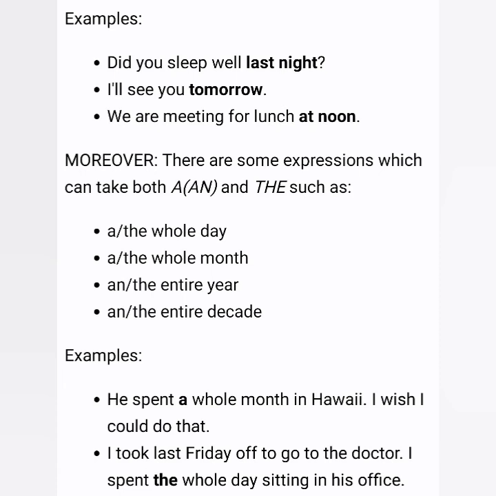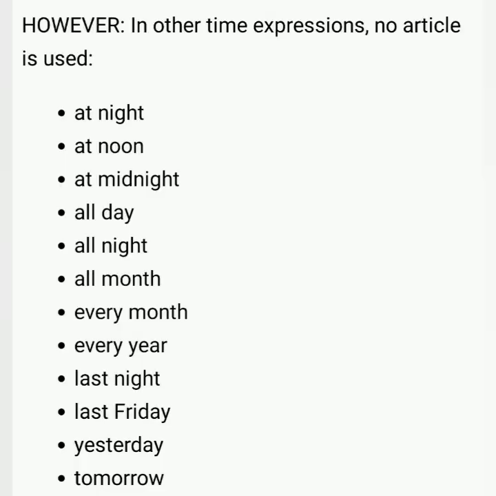Moreover, there are some expressions which can take both a or an and the, such as a or the whole day, a or the whole month, an or the entire year, an or the entire decade. Example: he spent a whole month in Hawaii. I wish I could do that. I took last Friday off to go to the doctor. He spent the whole day sitting in his office.